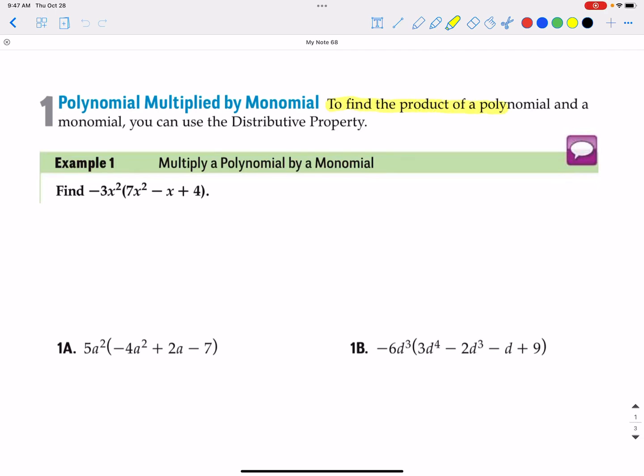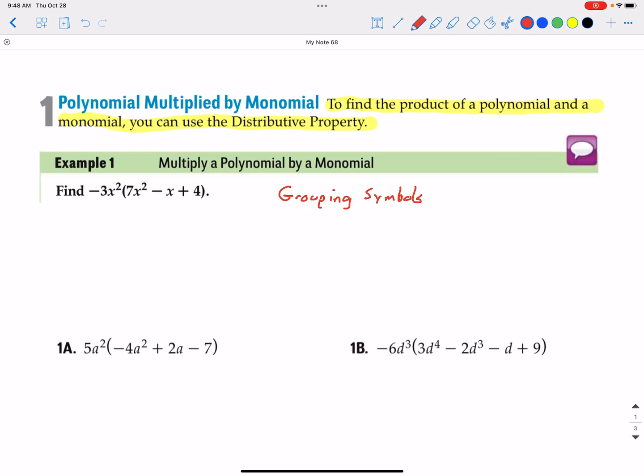To find the product of a polynomial and a monomial, you can use the distributive property. To clarify, the distributive property is part of the multiplication step. When you do these using order of operations, you should always check for grouping symbols first and see if you can do anything inside of the parentheses or other types of grouping symbols.